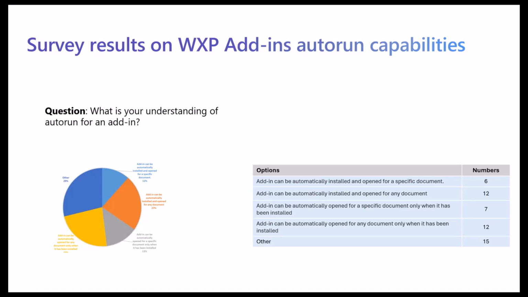Although a majority of the respondents who answered the first question chose the other option, which we don't know what they are because we didn't ask the survey participants to specify what other means, we received an equal number of responses favoring the two options. The first one is that the add-in can be automatically installed and opened for any document. The second is that it automatically opens for a specific document only when it has been installed. Based on these responses, it helps us gain a clearer understanding of how auto run should function for WXP add-ins.